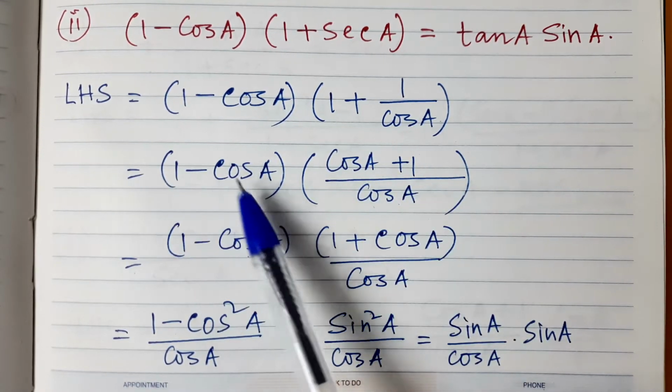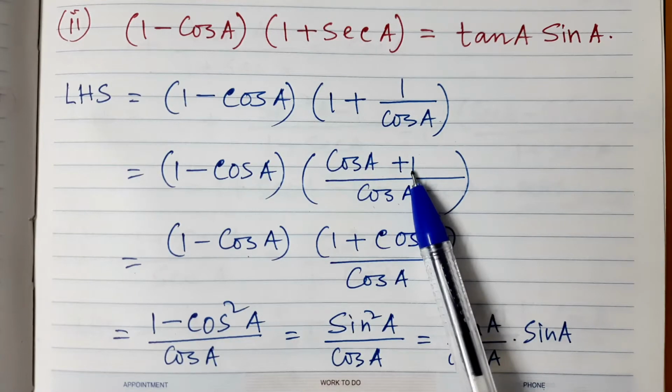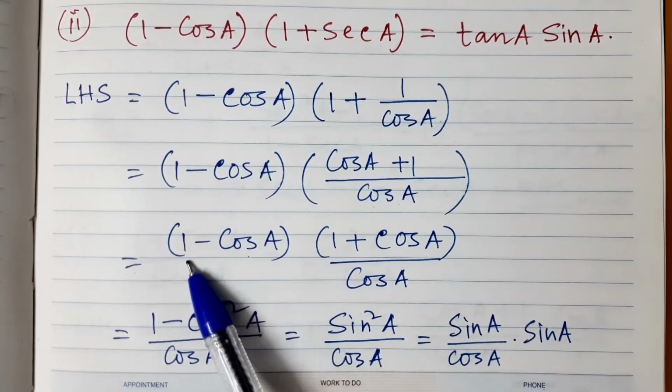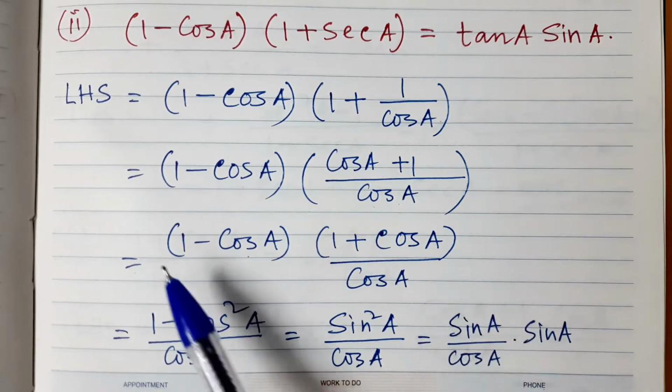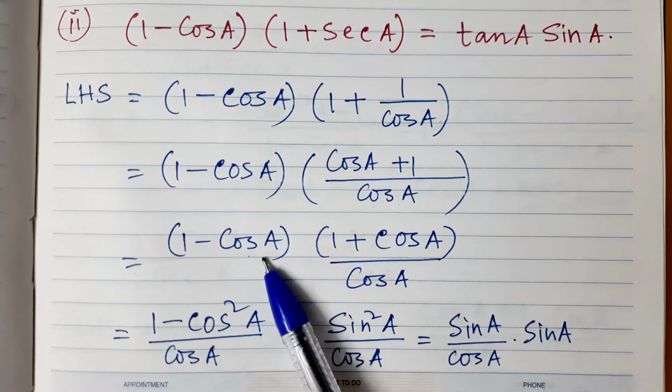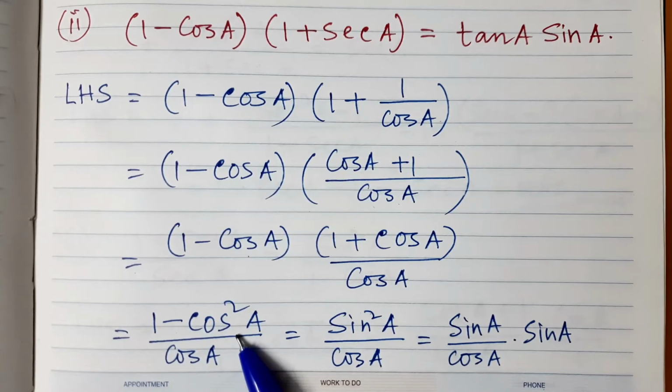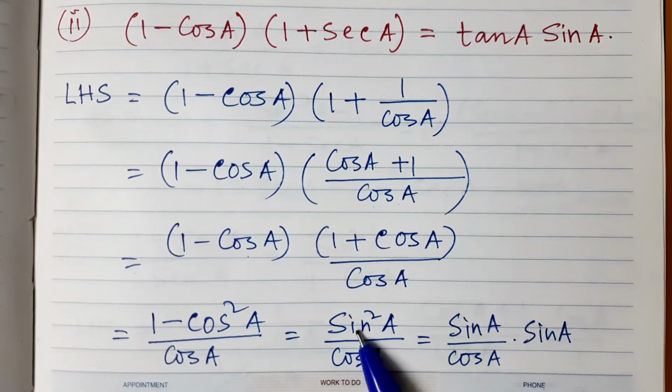So it is 1 minus cos A and 1 plus cos A, which is the a minus b, a plus b formula. So which is a square minus b square. A is 1 and b is cos A. Okay, so it is 1 minus cos square A. Okay, so 1 minus cos square A is what? Sine square A, because sine square A plus cos square A is equal to 1.